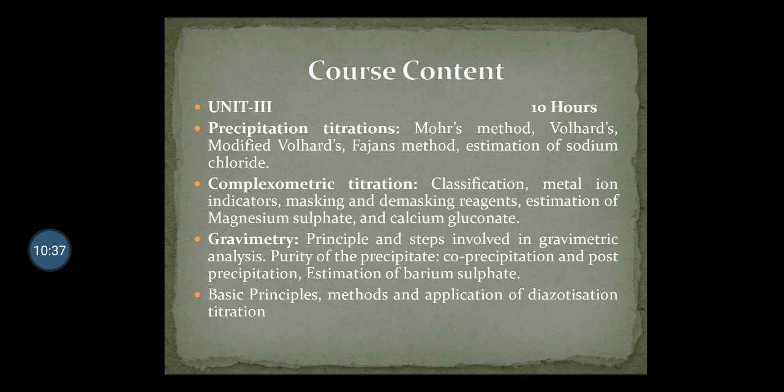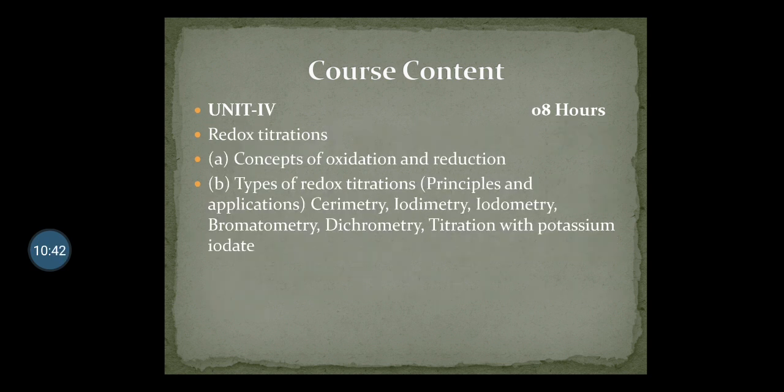Just for instance, you can understand which are the contents that we are going to study in this particular syllabus. Now, unit 4 is dealing with the redox titration. As I said, this is the fifth type of volumetric analysis, which is also known as the oxidation reduction type of titration. In redox titrations, we will be dealing with the oxidation reduction reactions. That's why they are known as the redox titrations. This is the important type of volumetric analysis because most of the drugs are analyzed by using the redox titration.